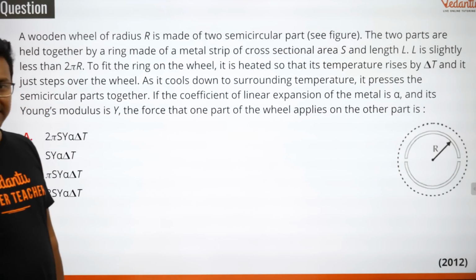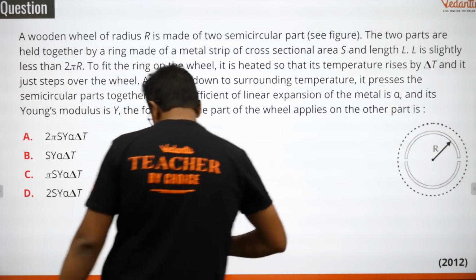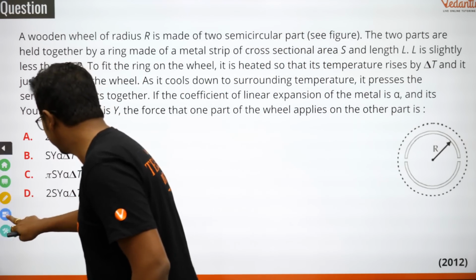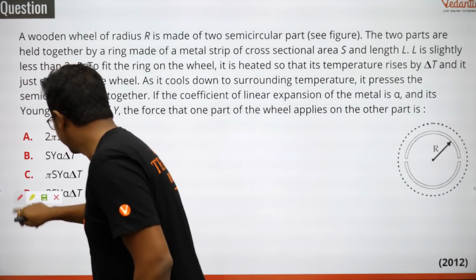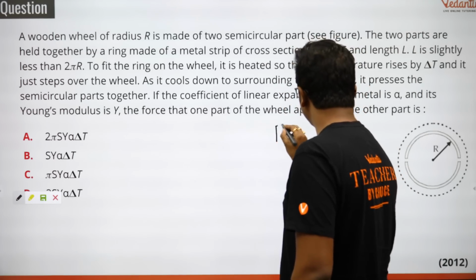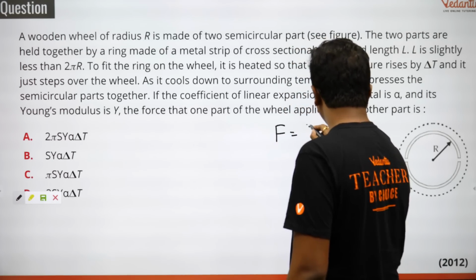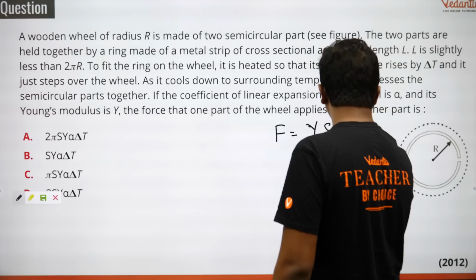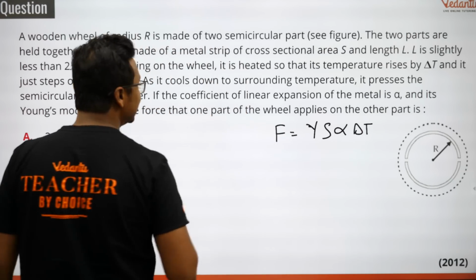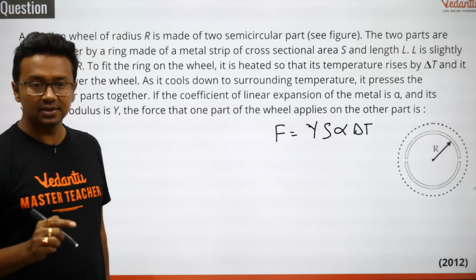No, that will not be the answer. My mistake. Why did I remove all that? I shouldn't have done that, by the way. Okay, so I remember the thing. We got F is equal to YS alpha delta T. But is this the final answer, my dear students?